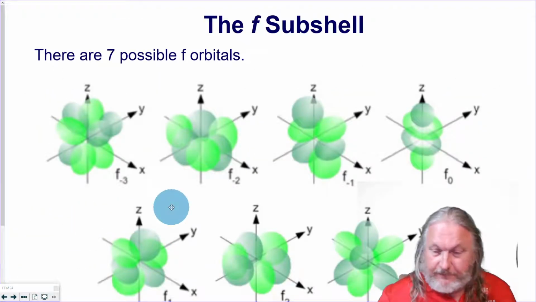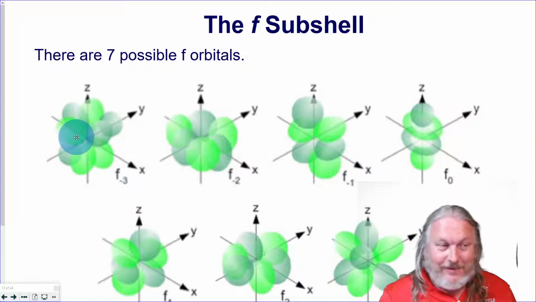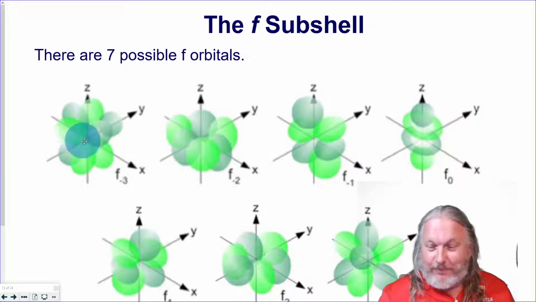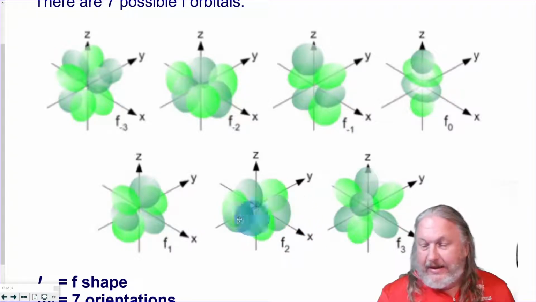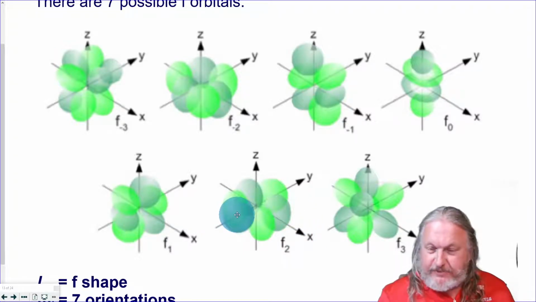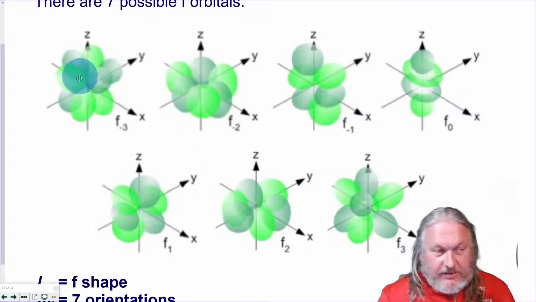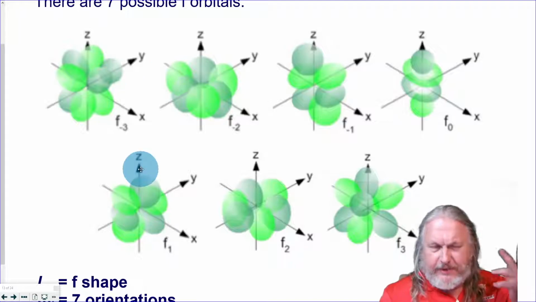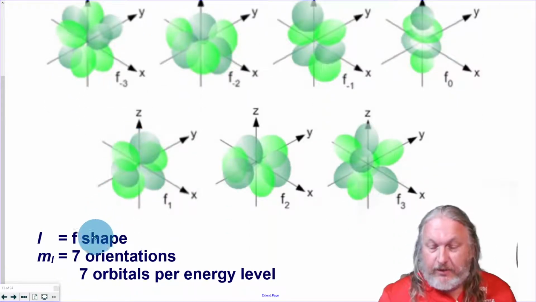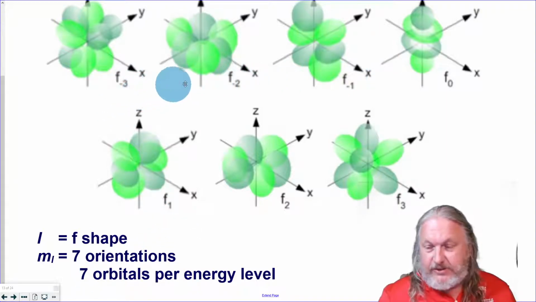The F subshell. I can't draw these on the board. I can't draw them in a planar way. But you've got 7 different F orbitals, and I can't even begin to describe those shapes. What does that mean? These are the areas where that electron, or that electron pair, can be. They can be anywhere in that area. Keep that in mind. So the L would be F-shaped, and the ML would be 7 orientations: -3, -2, -1, 0, and so on. Those are the quantum numbers for the F shape.